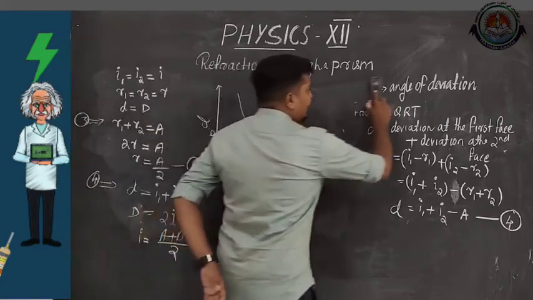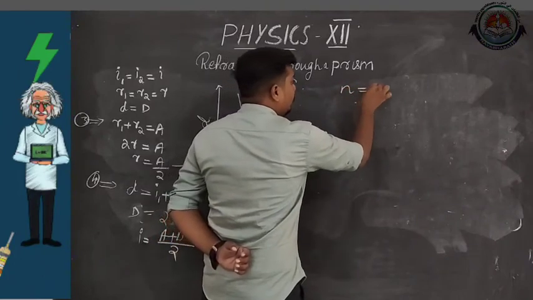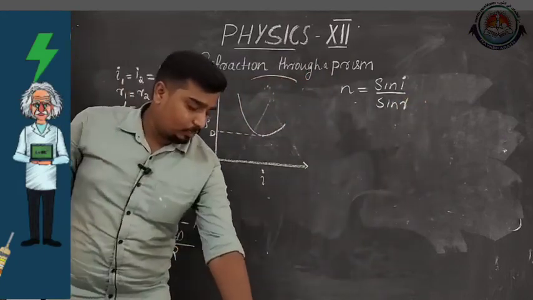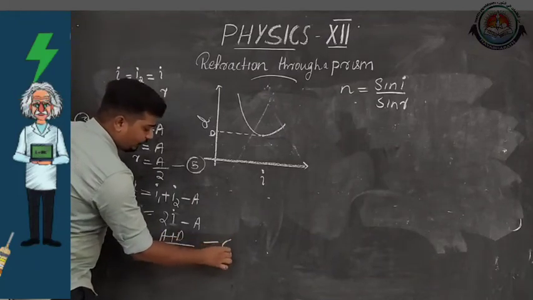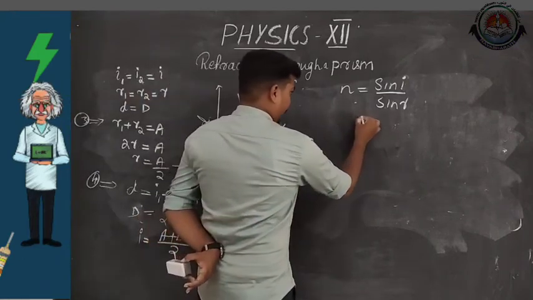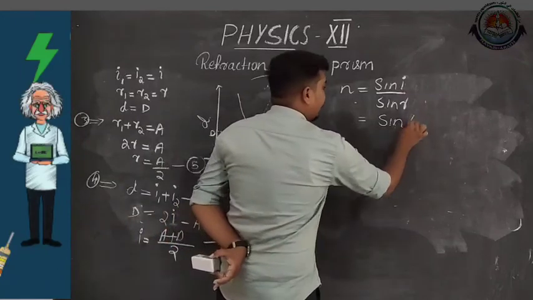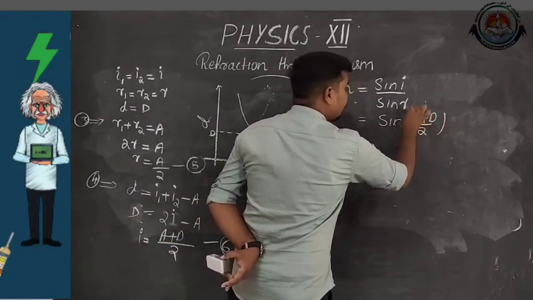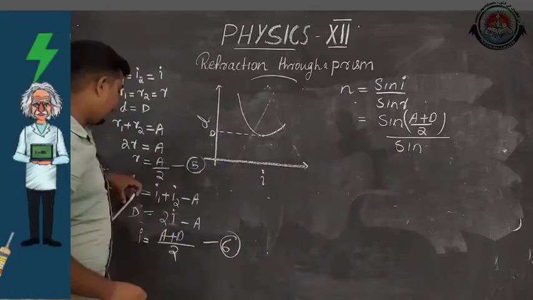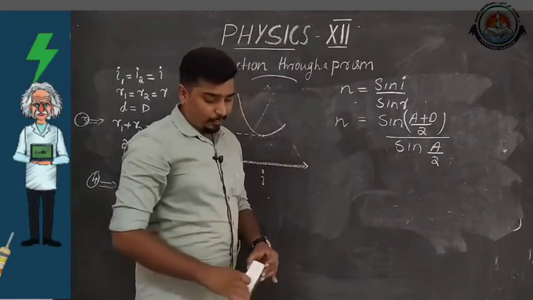Then what is the refractive index? According to Snell's law, the refractive index N equals sin I by sin R. Substituting the fifth and sixth equations, we get sin of A plus D by 2, divided by sin R, where R equals A by 2. This is the equation for refractive index.